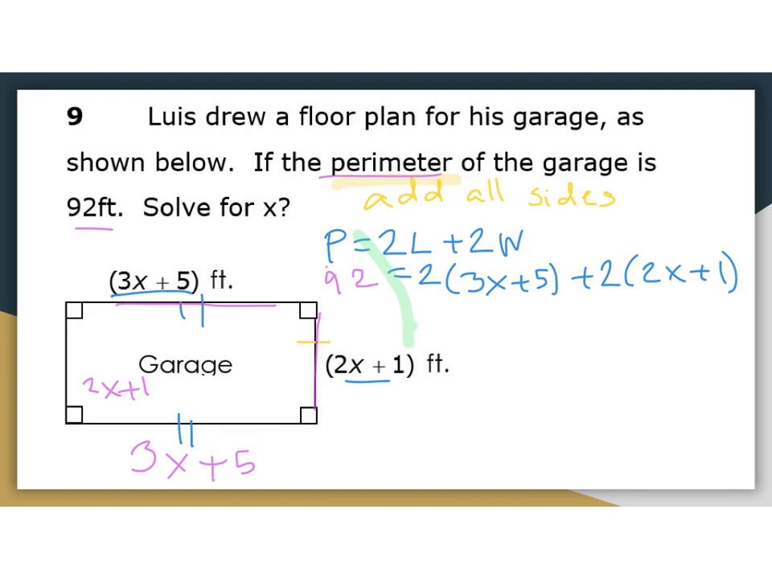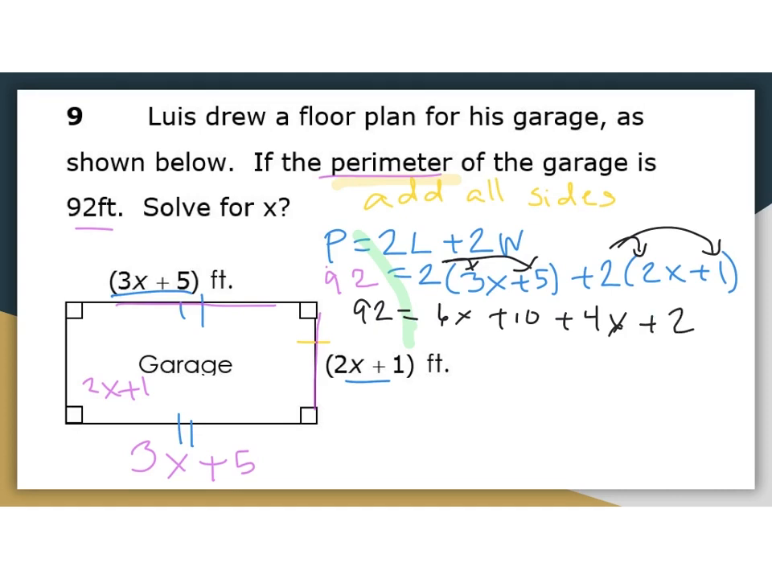So from here, I'm going to go ahead and distribute. My 92 is going to stay as is for the moment. 2 is going to be multiplied to everything inside the parentheses, starting with the 3x, which gives us 6x. And then 2 times 5 is 10. Then we got to do the same thing for the second half. 2 times 2x is 4x. And then 2 times 1 is 2.